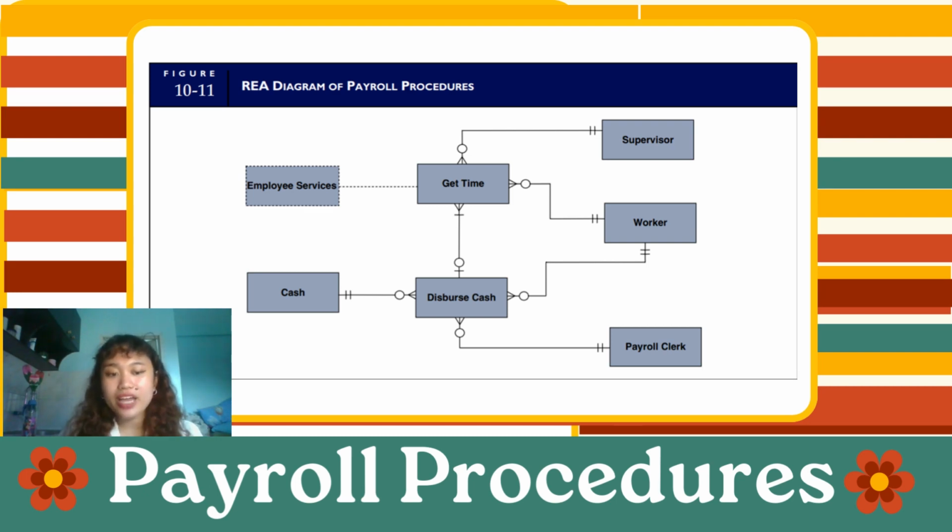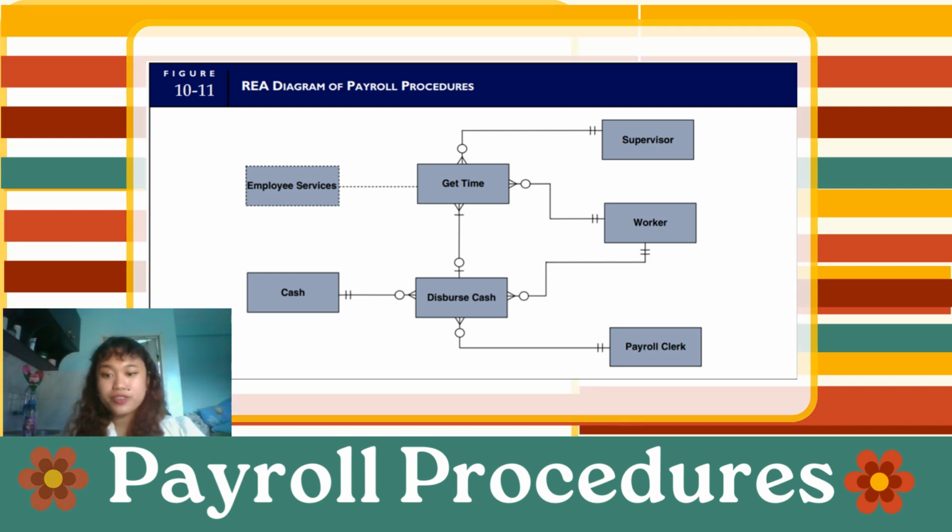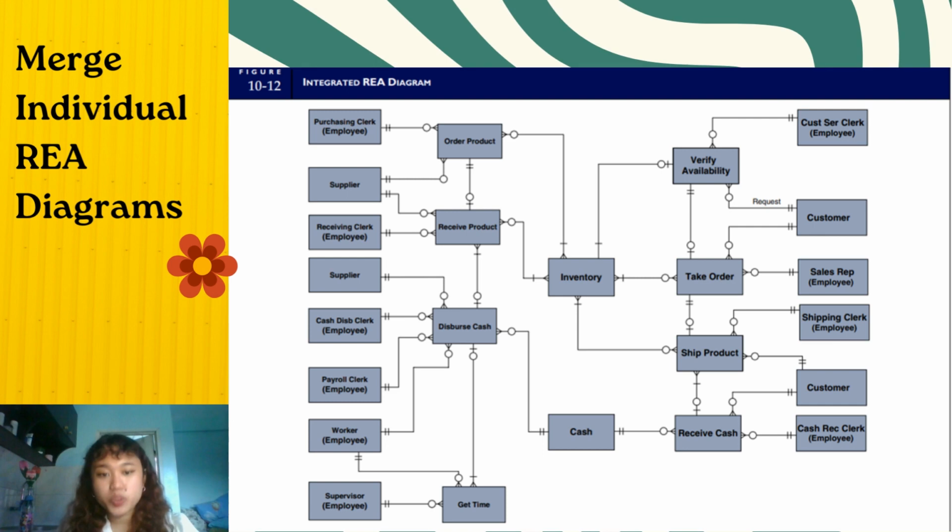Importantly, although the diagram includes employee services as a shadow resource with dotted lines, following REA modeling convention, it won't be part of the final enterprise-wide REA diagram because Apex doesn't track employee time to a specific customer interaction or orders. Figure 10-12.